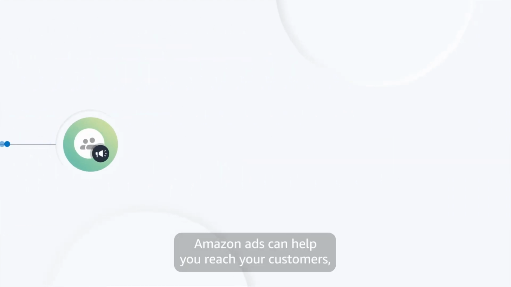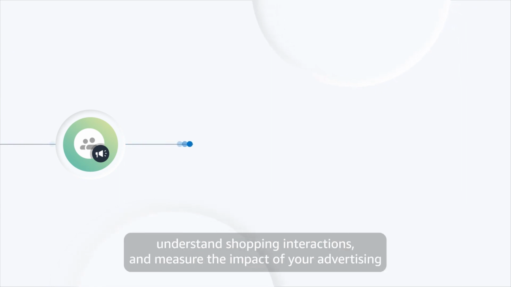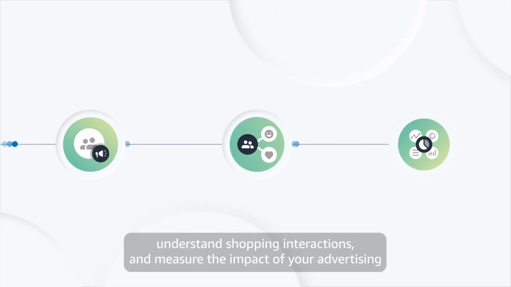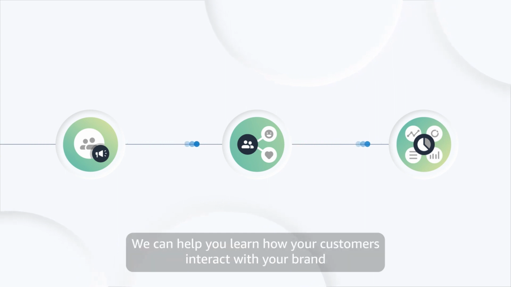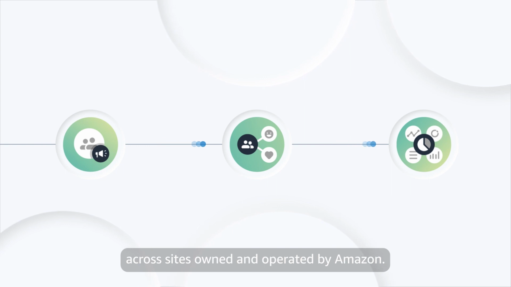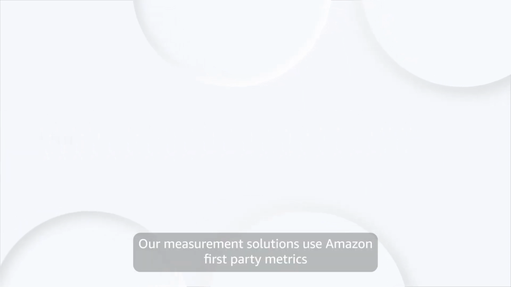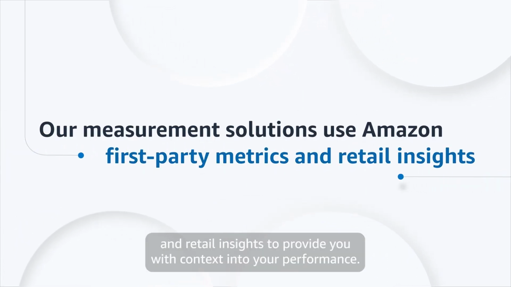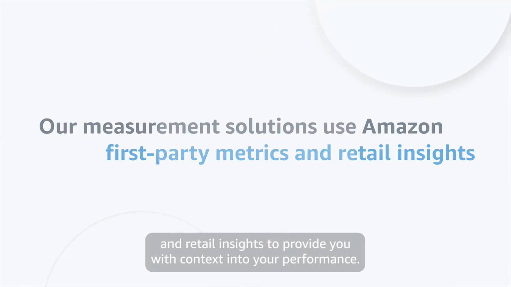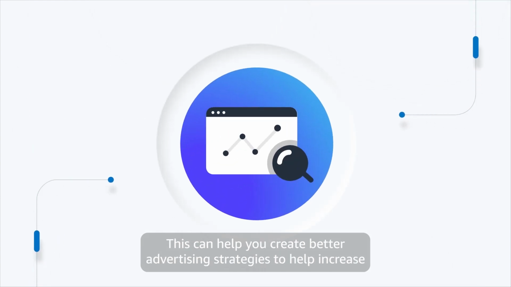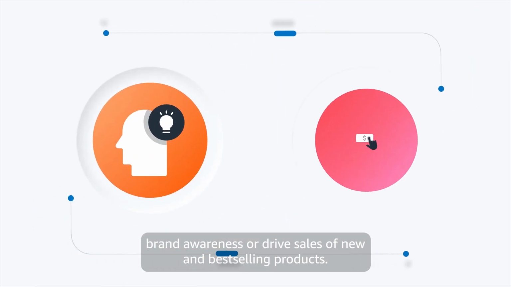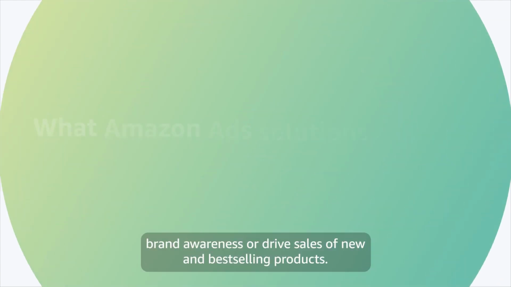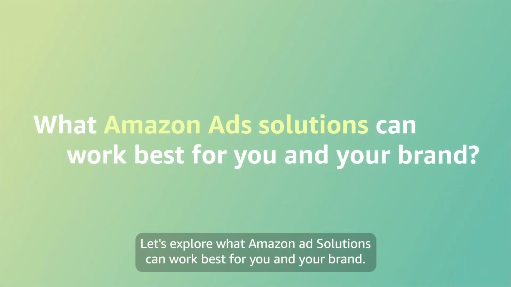Amazon Ads can help you reach your customers, understand shopping interactions, and measure the impact of your advertising on your business. We can help you learn how your customers interact with your brand across sites owned and operated by Amazon. Our measurement solutions use Amazon first-party metrics and retail insights to provide you with context into your performance. This can help you create better advertising strategies to help increase brand awareness or drive sales of new and best-selling products. Let's explore what Amazon Ad Solutions can work best for you and your brand.